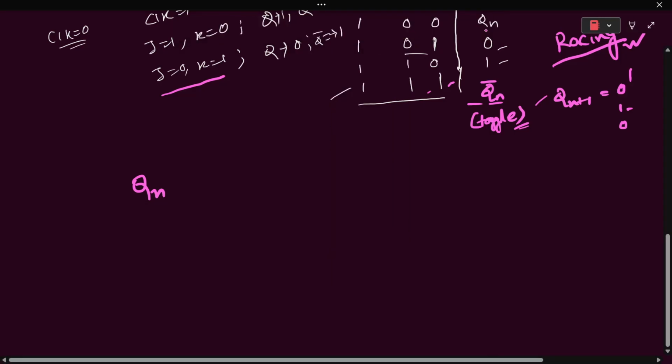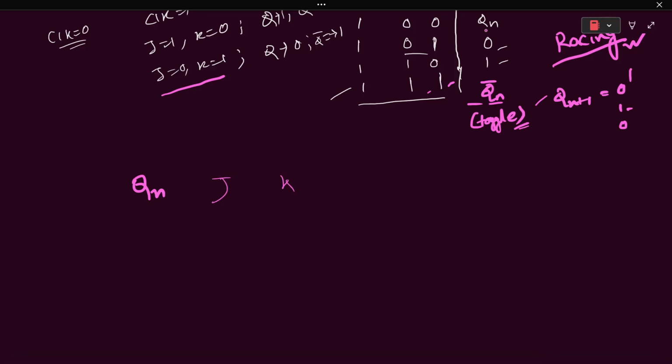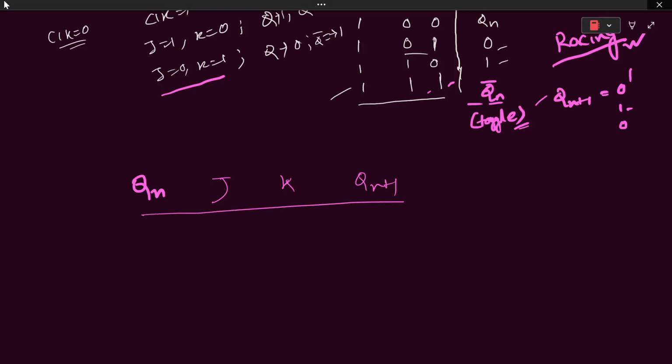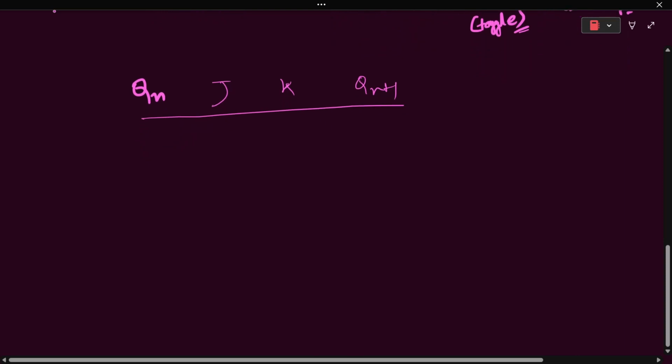Let's make these things a little bit thinner. So these are the inputs. In the MSB we also have to keep the previous state or present state, and then the output Qn plus 1. Let's scroll it down a little bit.